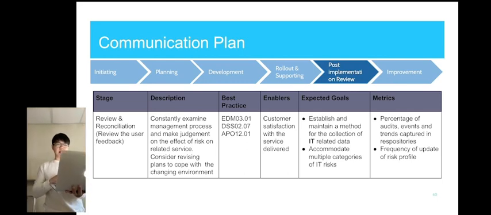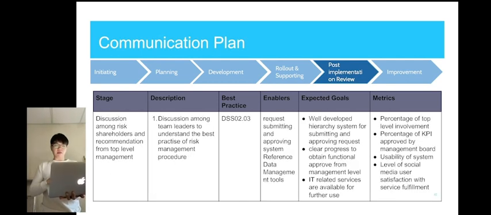After the project has been implemented, there should be a review and reconciliation to seek customers' feedback. First, to establish and maintain a method for the collection of those data and to accommodate the multiple categories of IT risk. Second, about the discussion among shareholders and recommendations from top-level management. There should be a well-developed hierarchical system for submitting and approving requests from two sides, including frontline and also managers. And second, there should be a clear process to obtain functional approval from management level. So if there are any changes that want to be made, then we should gain approval from management level easily.